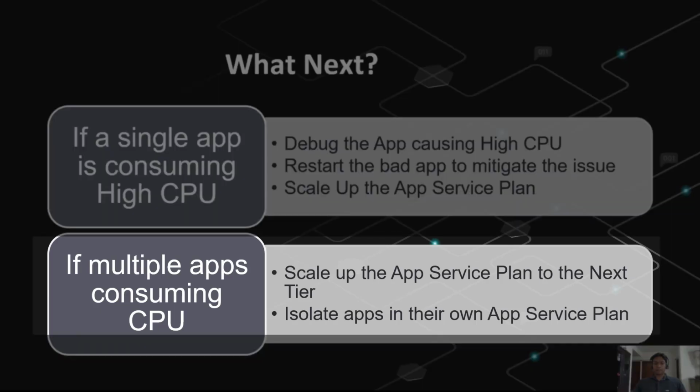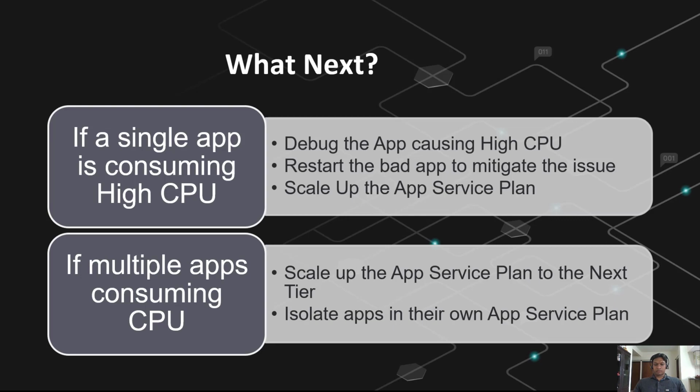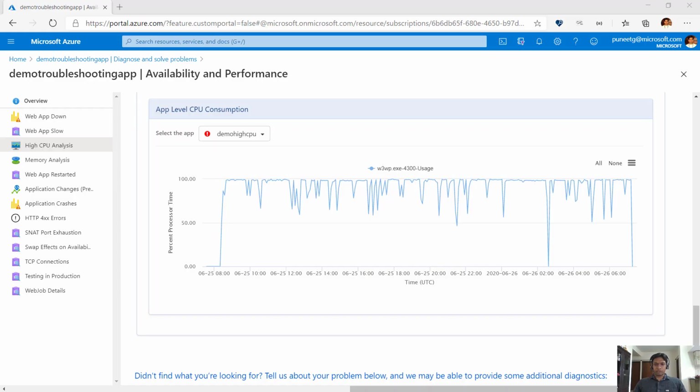If multiple apps are consuming high CPU, then it's better to scale up the app service plan to the next tier so that apps get more compute resources. It might be related to the load of requests you are getting. You can also move some apps to a dedicated app service plan to ensure that they don't end up impacting other important apps. So in our example, we saw that demo high CPU is consuming maximum CPU. Hence it makes sense for us to debug this app further to identify why it is causing high CPU. This is something that we will cover in the next video.